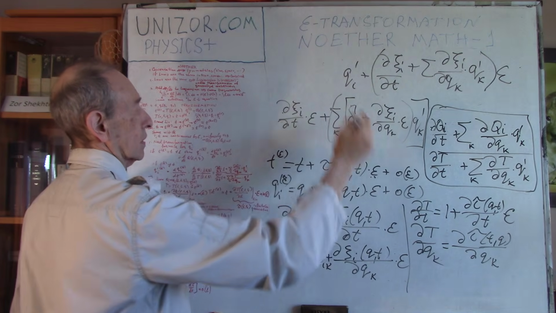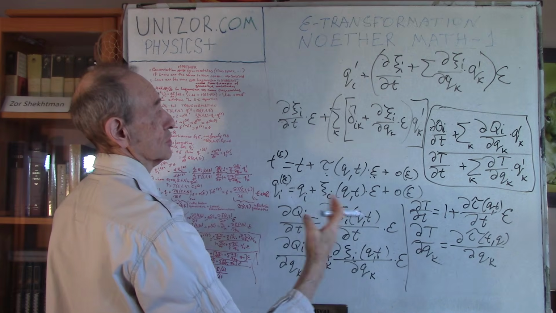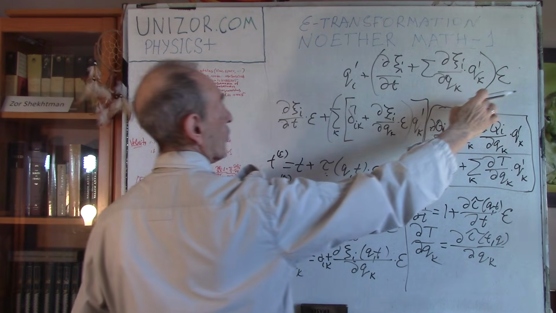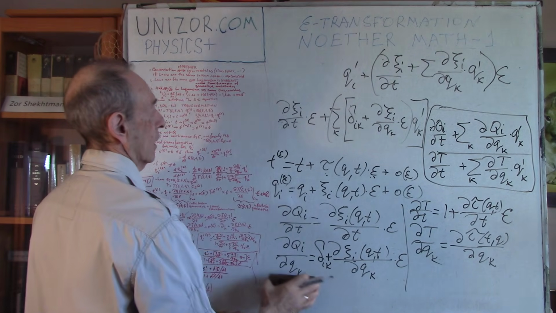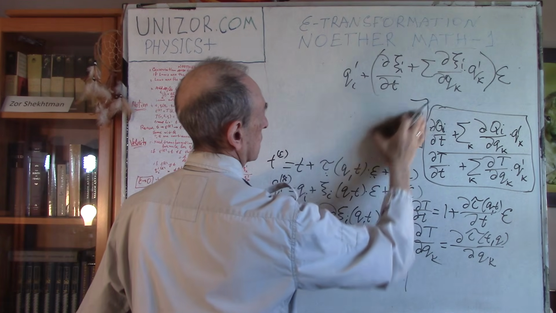Now that's my numerator. That's this one. You will see that this is much easier to deal with because it's proportional to epsilon. Now, let's do the same thing with the denominator.